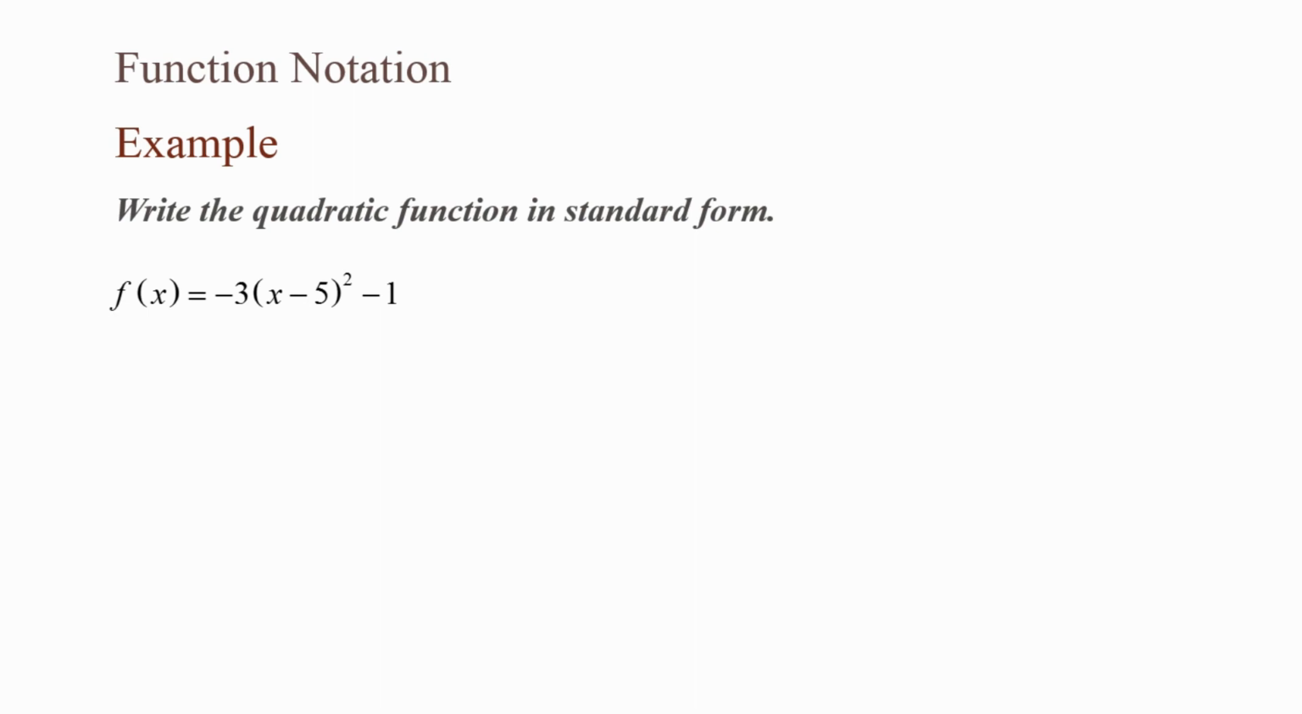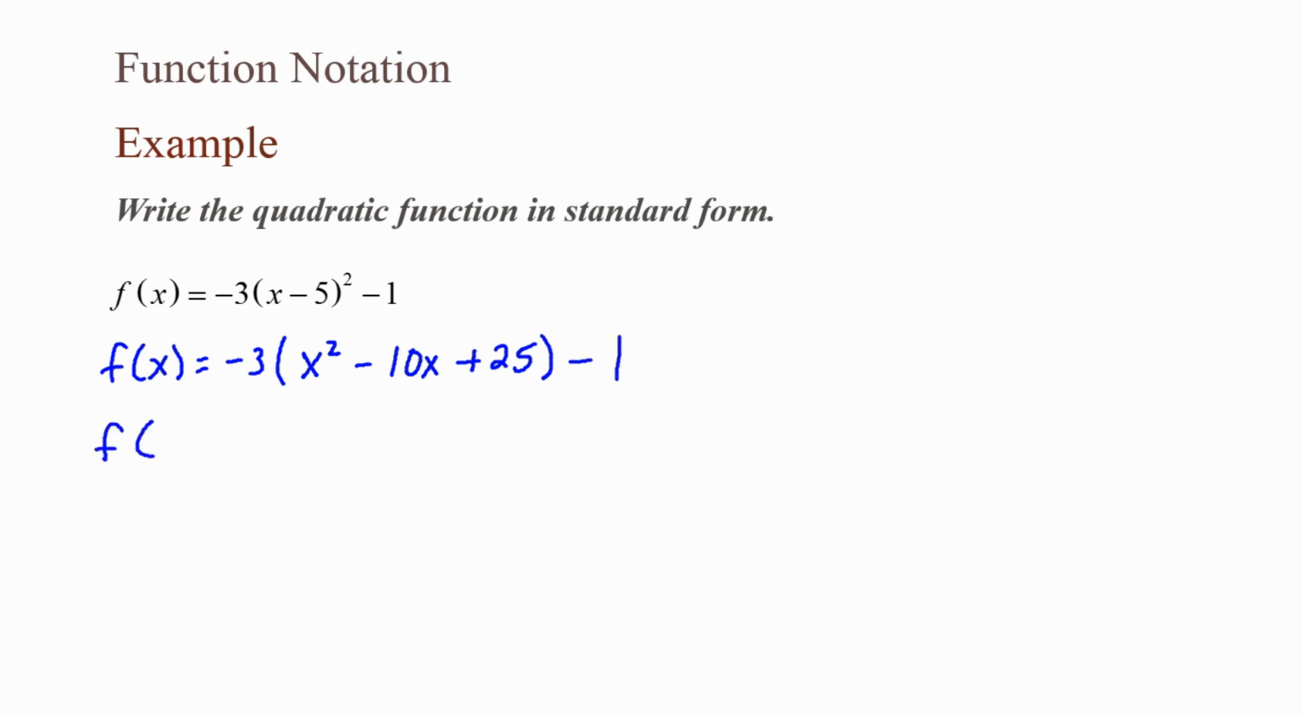In this example, we want to write the quadratic function in standard form. f of x equals negative 3 times (x minus 5) squared minus 1. Our first step, bring down the f of x equals, bring down the negative 3 parentheses, and we want to find the result of x minus 5 squared. x squared is x squared. x times minus 5 times 2 is negative 10x. And negative 5 times negative 5 is a positive 25. Close my parenthesis, bring down my minus 1.